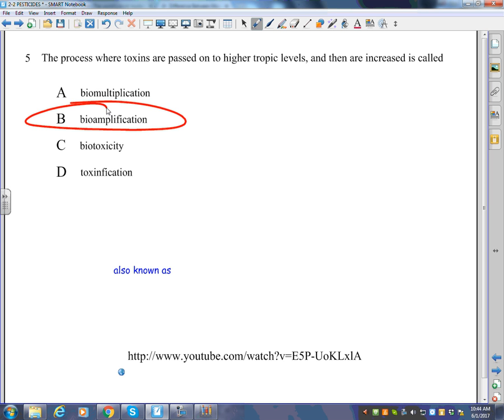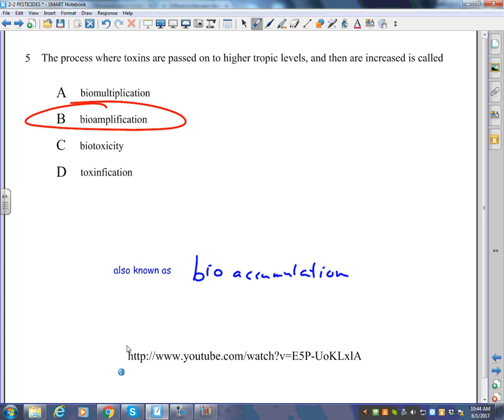If you Google it up, it's also known as, oh my gosh, what is it called? Bioaccumulation. That's the other word for it. There's another one too, but I can't remember what it is.